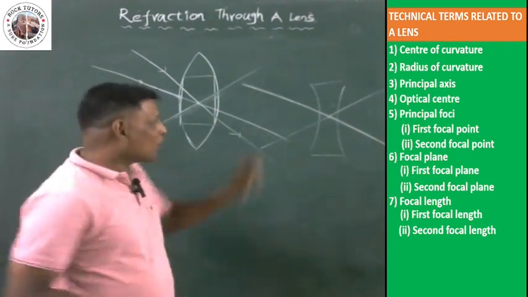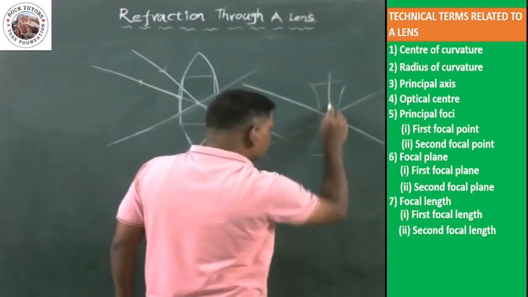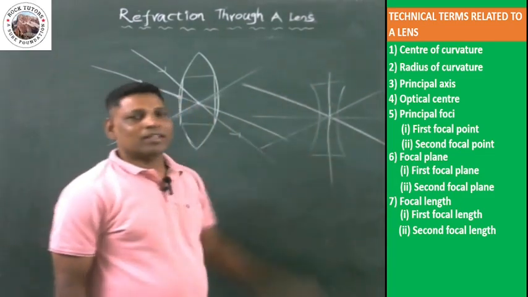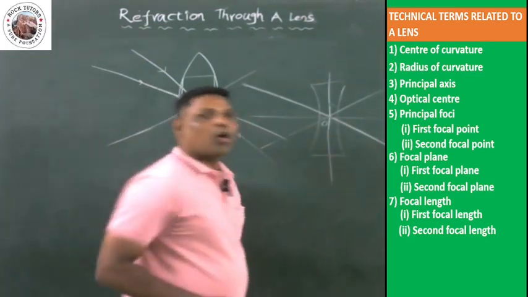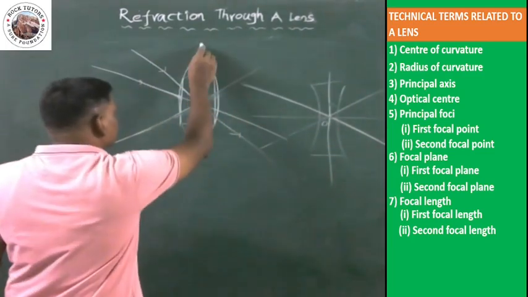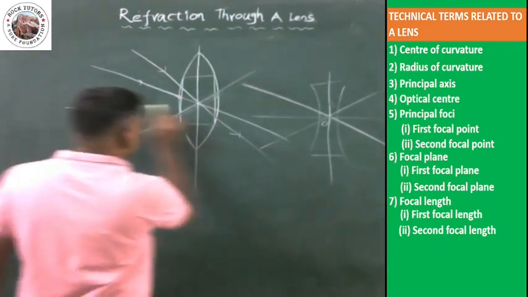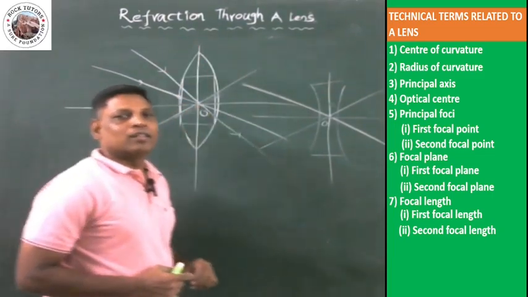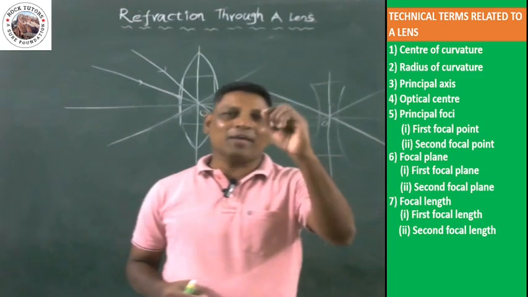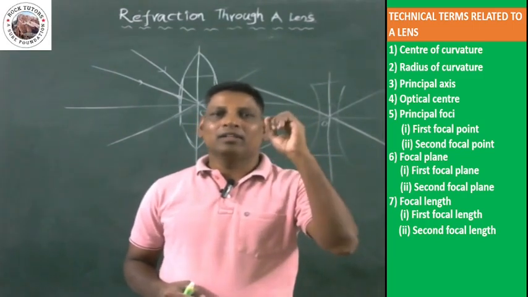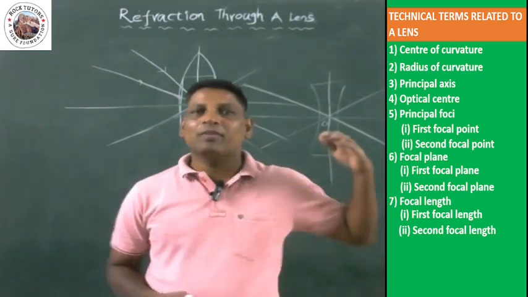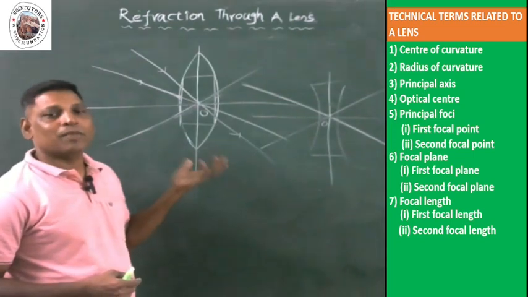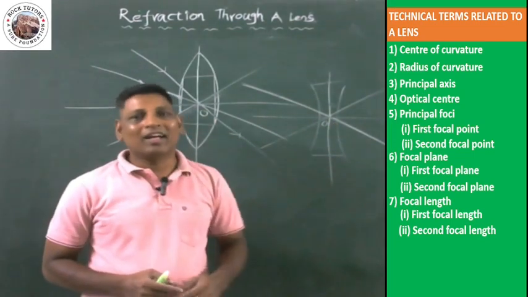Generally this optical center is the geometrical center of the lens. We denote it with O, the optical center. Here also this is O, the center of the lens. When a light ray passes through the optical center, it goes straight without any deviation. So when we are drawing ray diagrams, these points will help us to draw them.